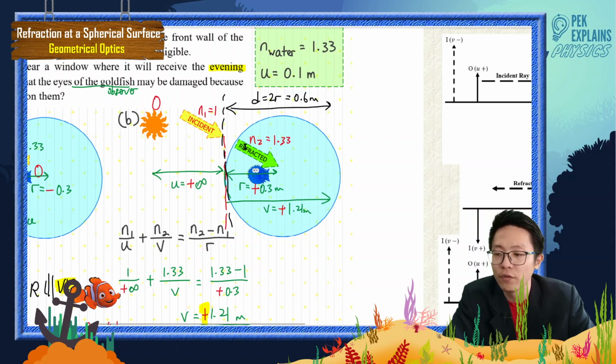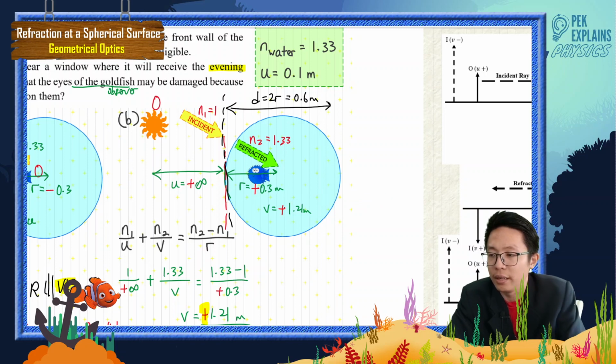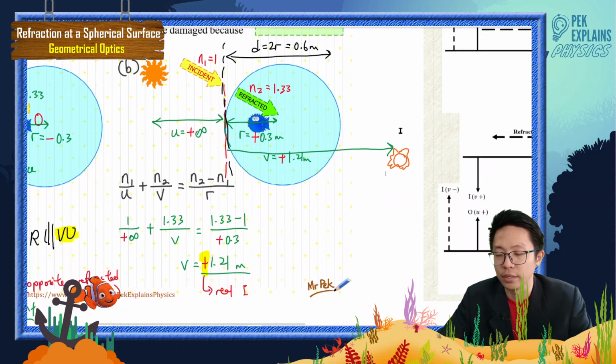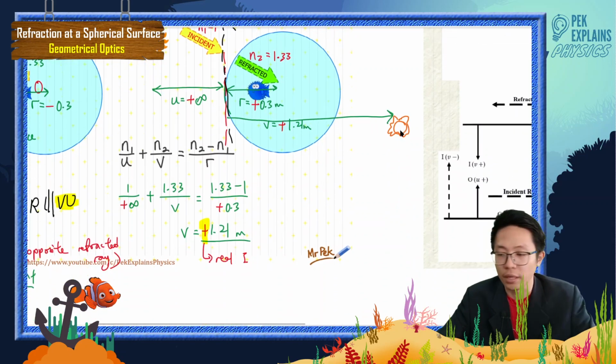The sunlight will focus somewhere outside the fishbowl, around here. Maybe the sunlight will focus over here. It forms an image over here. It forms a real image over here. Understand or not? It forms a real image.